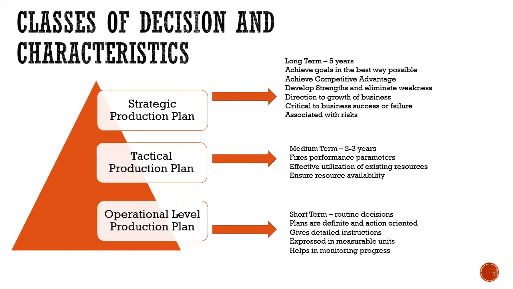Now, if new flights are bought, obviously you would need new pilots and crew for that. So the HR department has to take a decision on hiring the pilots and the rest of the crew required. So this is the tactical production plan. Now moving on to the operational level production plan.